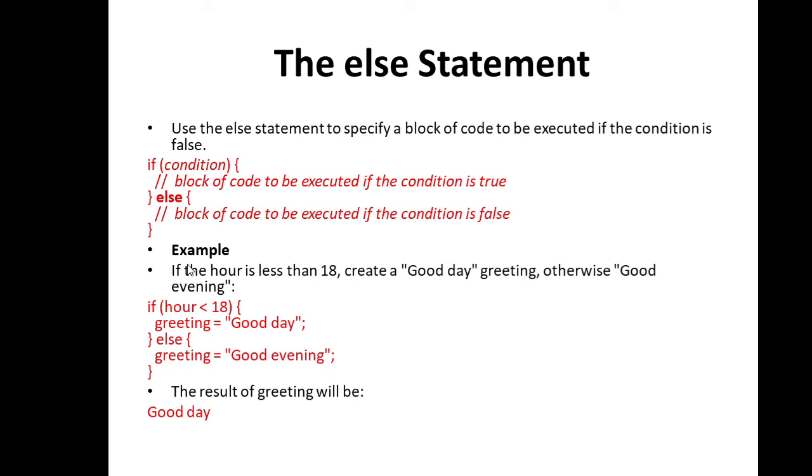For example, if the hour is less than 18, create a good day greeting. Otherwise, create a good evening greeting. So how do we write that in JavaScript code? If hour is less than 18, then we have our open and close curly braces, greeting equals good day. So if this is true, we use good day. Else, greeting equals good evening. So if this is false, then good evening. Assuming that while I'm recording this, it's 7 o'clock, so hour is 7 in the morning. So the result greeting will be good day.